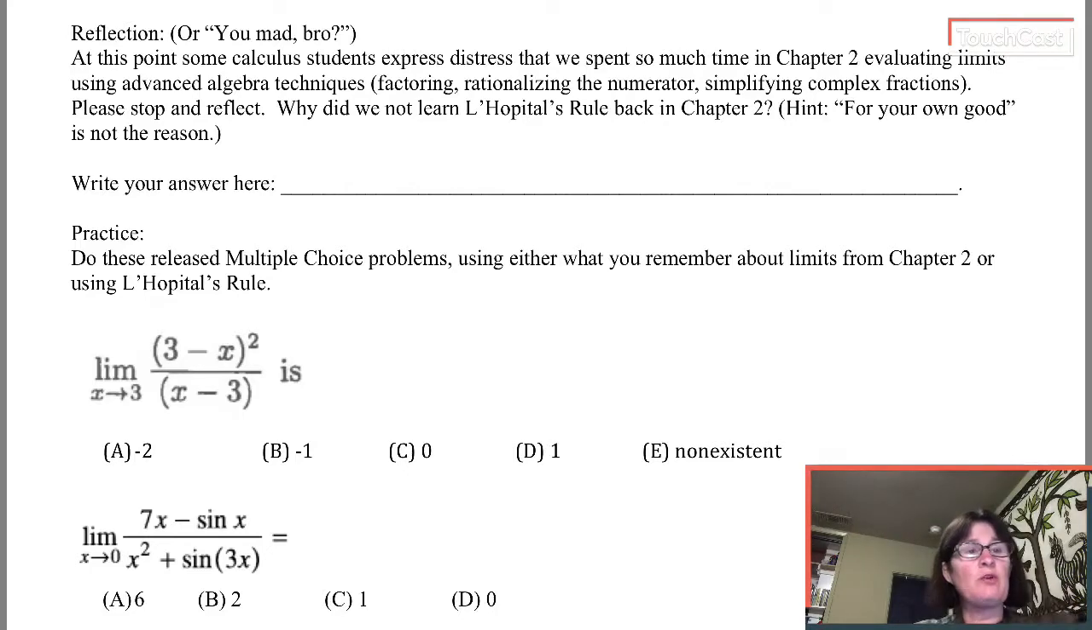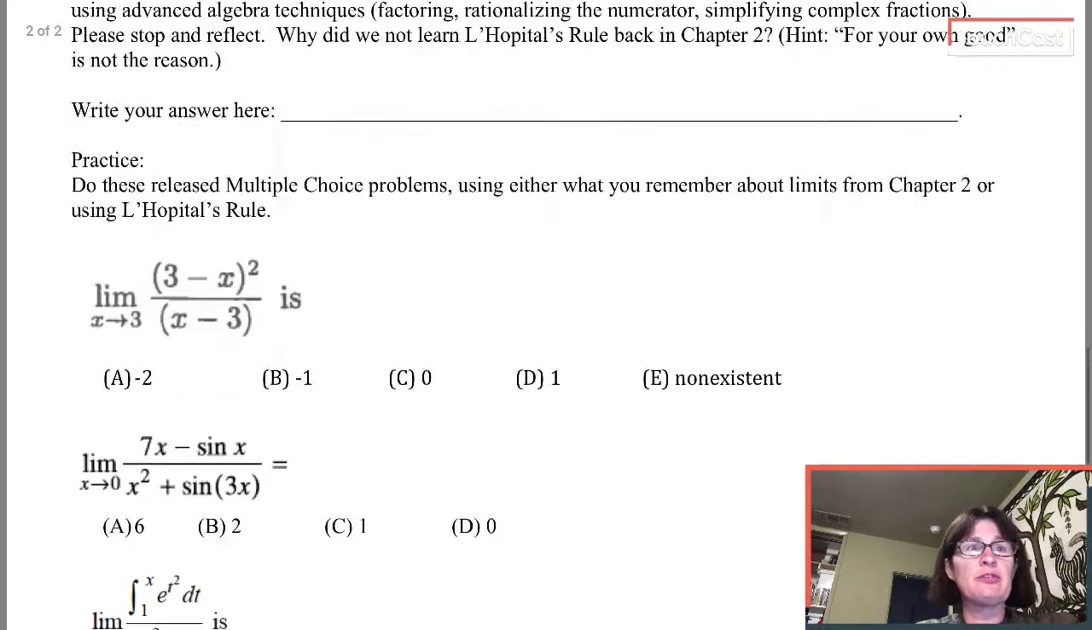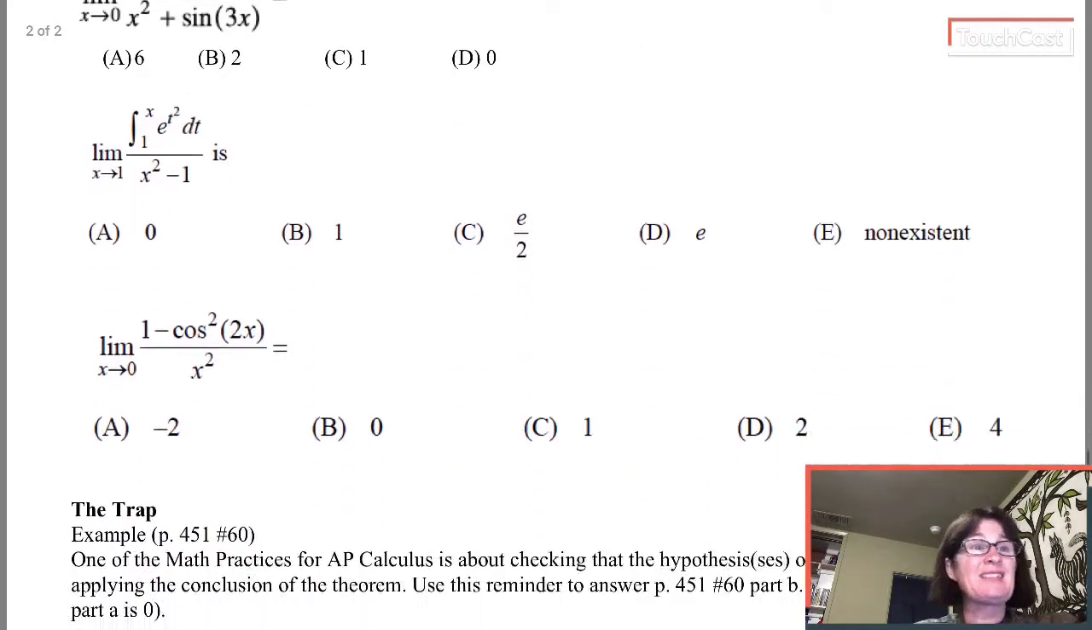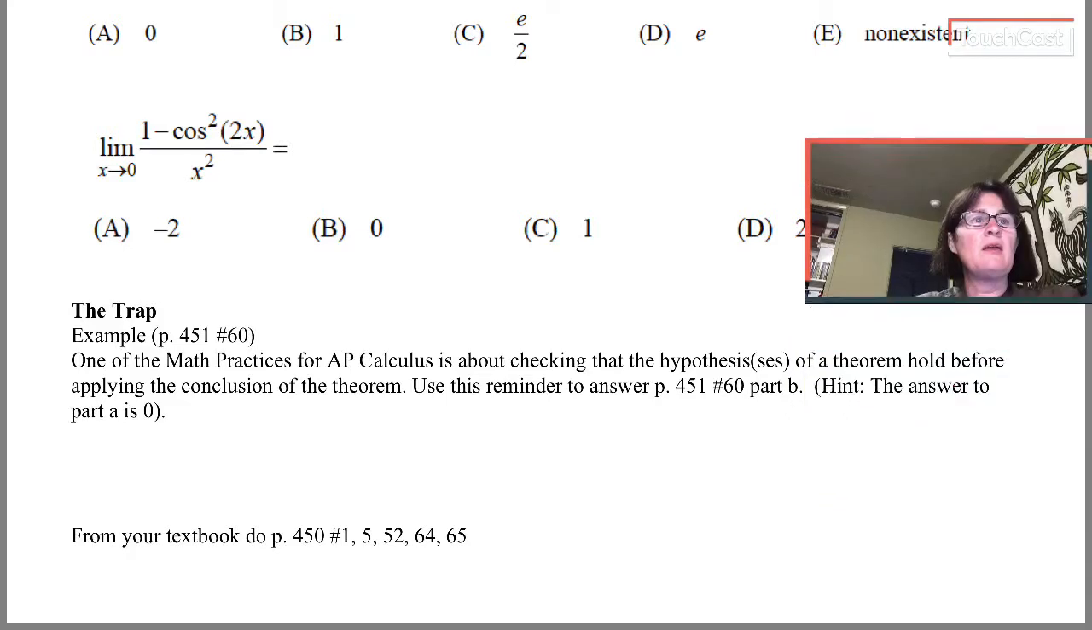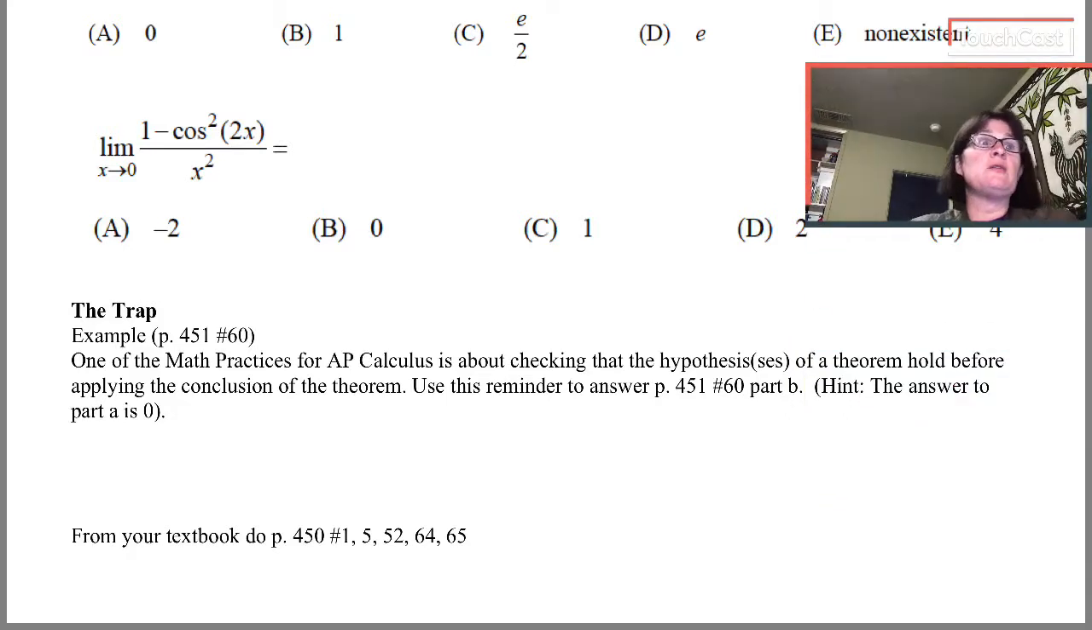And then there are these multiple choice practice questions for you to do. You might like to stop the video and do them now, or you can do them at the end of the video. I'm happy either way. And then I want to talk about L'Hopital's trap. You have this powerful new tool, L'Hopital's rule, for finding limits, especially limits of functions that look like fractions, that look like ratios.